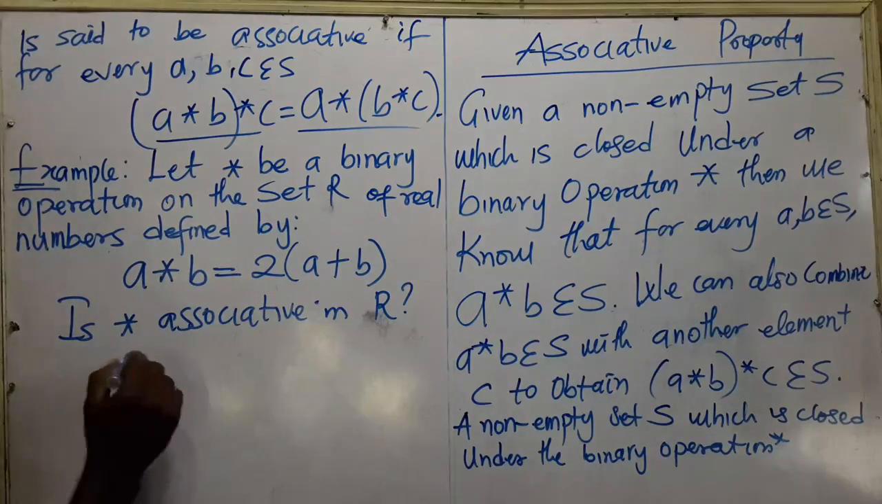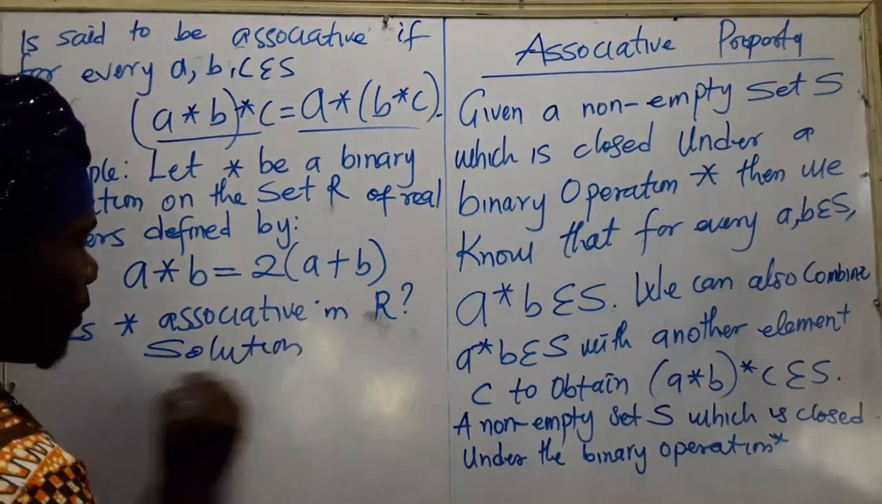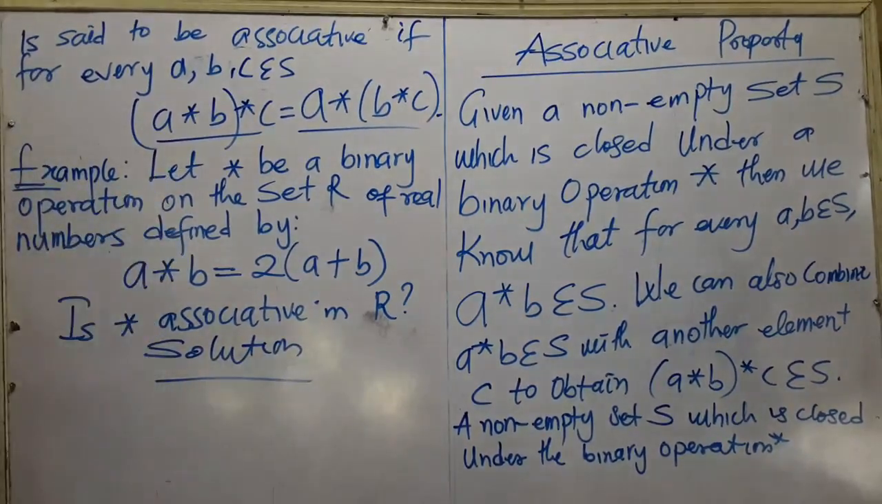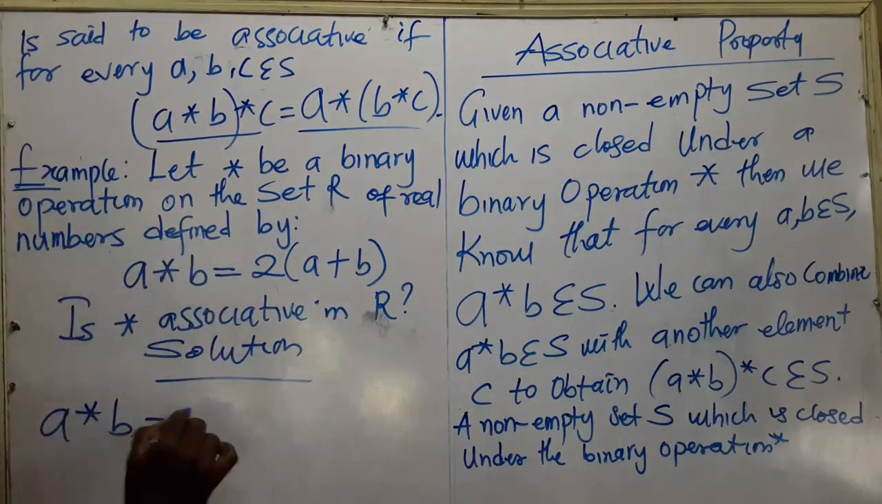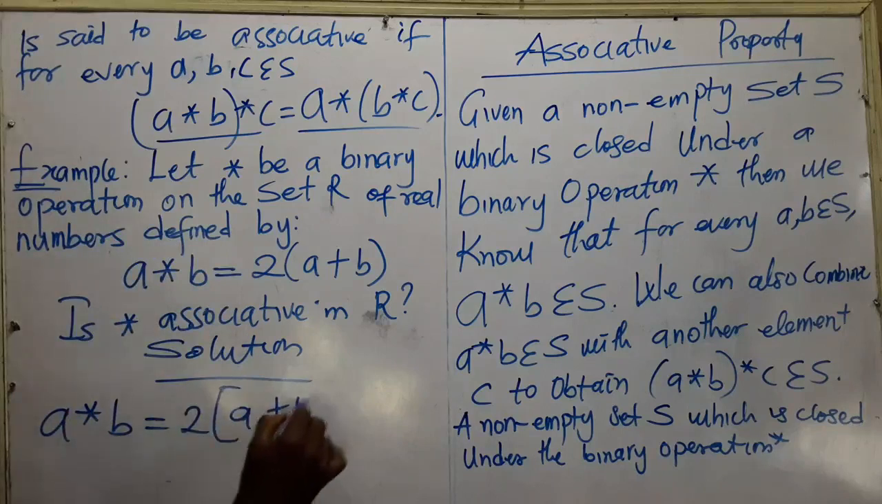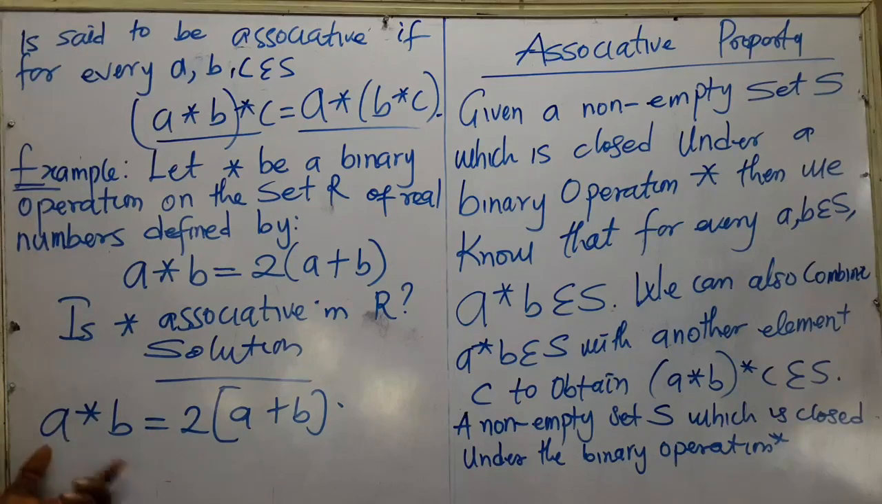So now, solution. The first thing we consider is that we have been given A operation B equals 2 times (A plus B). This is the most important thing to consider, because from this question, this is what we have been given: the definition of the operation. This is what we are expecting to operate on according to the definition. In the application of binary operations, we need to understand this logic very well.